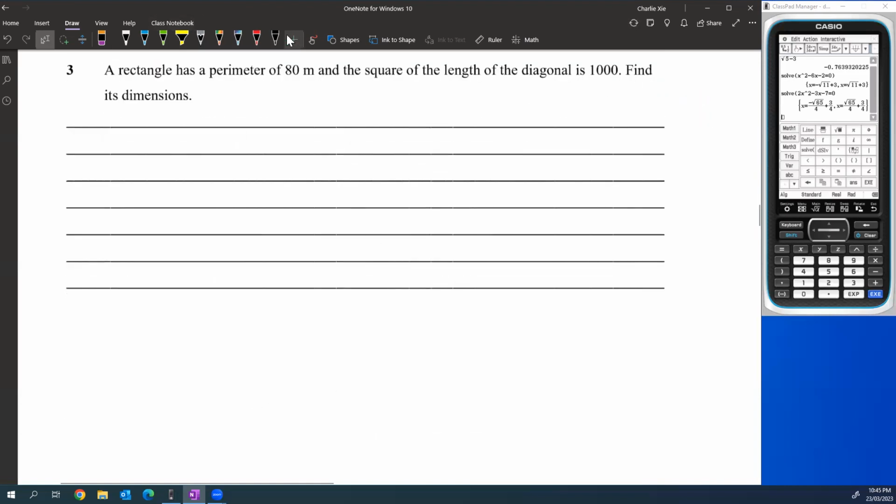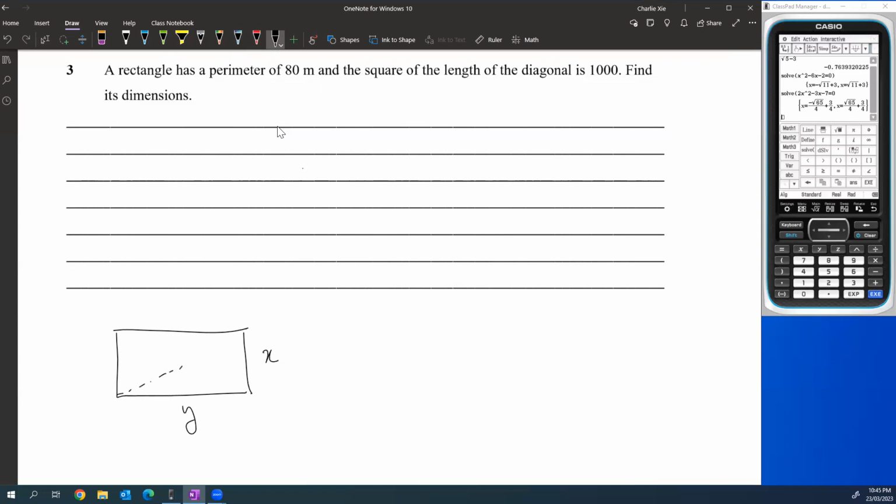Okay, question 3. A rectangle has a perimeter of 80 meters, and the square of the length of the diagonal is 1000. Find its dimensions. Word problems. It's always a good idea to draw a diagram. So let's have a rectangle. Let's say it's x by y.